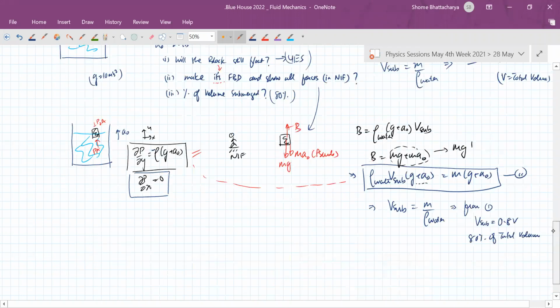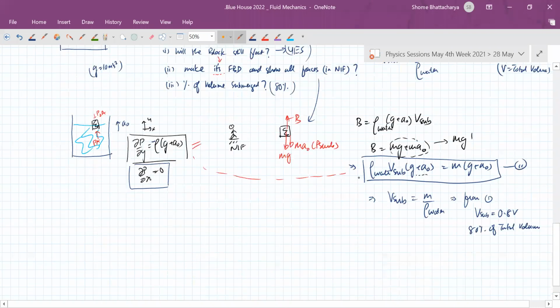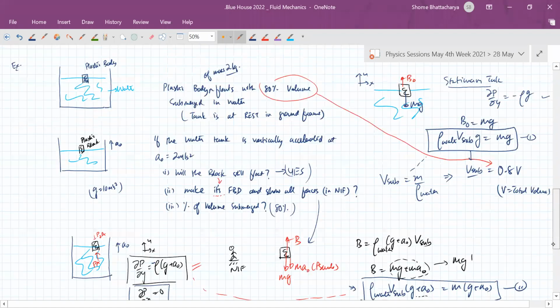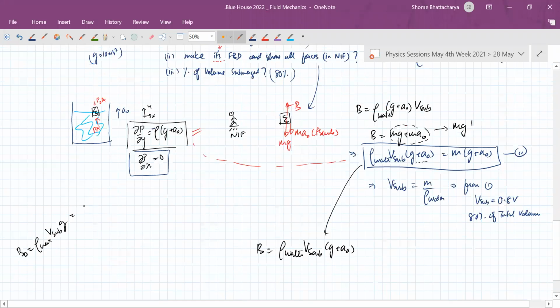Okay. So the value of buoyant force increases, but on the other side, you can see here that this density of water into V submerged into g plus a naught is the new value of buoyant force. If you compare it with the earlier value of buoyant force, it was density of water into V submerged into g. Now this was equal to how much? This was equal to the weight, which was given to us as 2 kg. So mass was 2 kg. So this was 20 newtons.